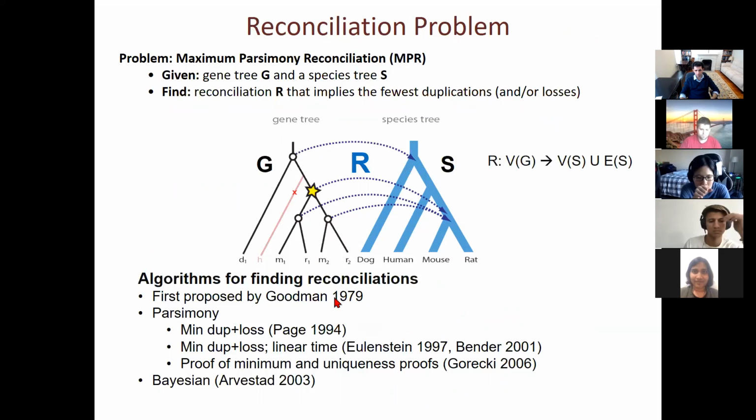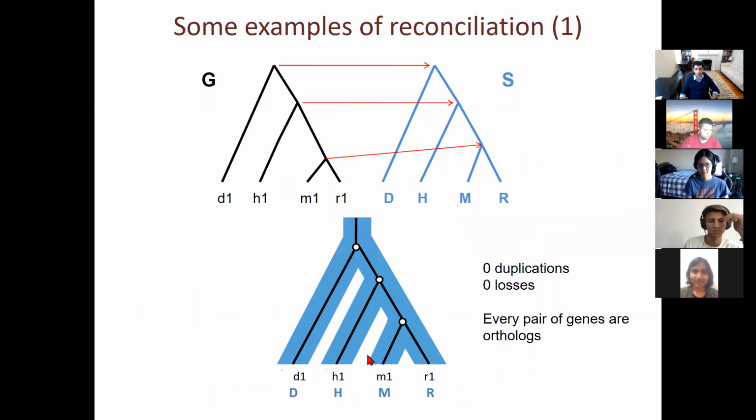The first one was proposed by Goodman. Parsimony was proposed in 1994 with minimizing duplications and loss. A linear time version of that was proposed a few years later. And then there was a proof of the minimum and the uniqueness a few years after that. And then Bayesian methods for reconciliation were also proposed in parallel.